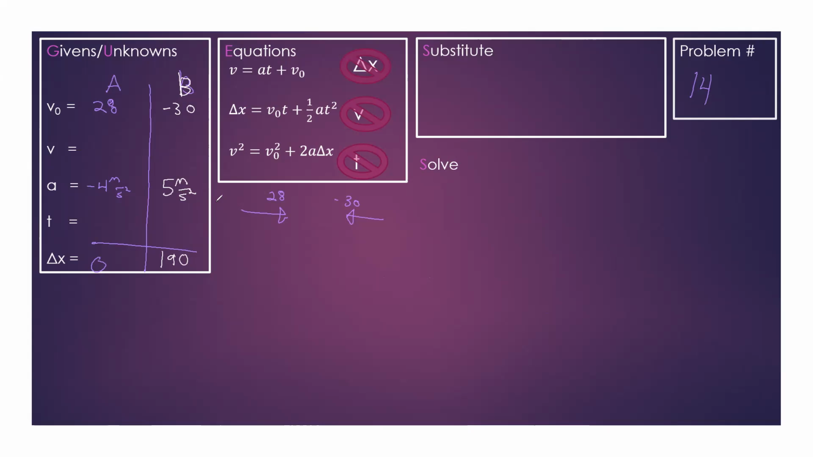Yeah, we're going to do the same thing we did before. So we're just going to go ahead and set this equal to delta x. Let's ignore that I wrote this; I don't think we need it. I'm going to set up for train A first. So we've got delta x equals 28 times t plus 1/2 a t squared.